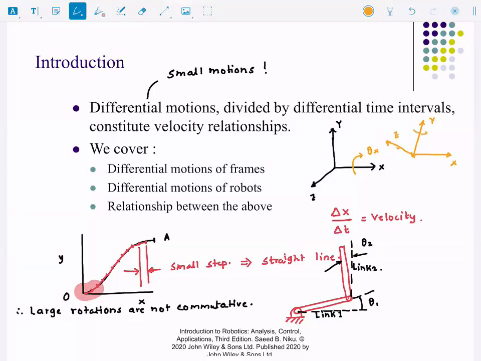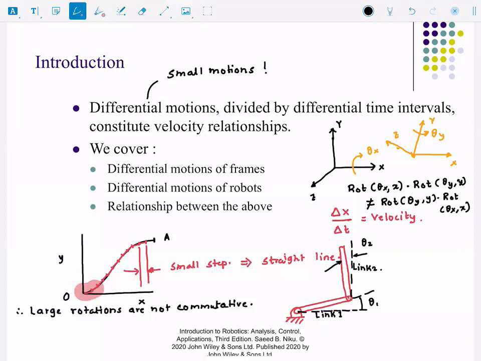Then if you have the rotation about theta y, please note these rotations are not commutative, which means rotation theta x about x, then rotation theta y about y is not equal to rotation theta y about y multiplied by rotation theta x about x. So these rotations are not commutative.